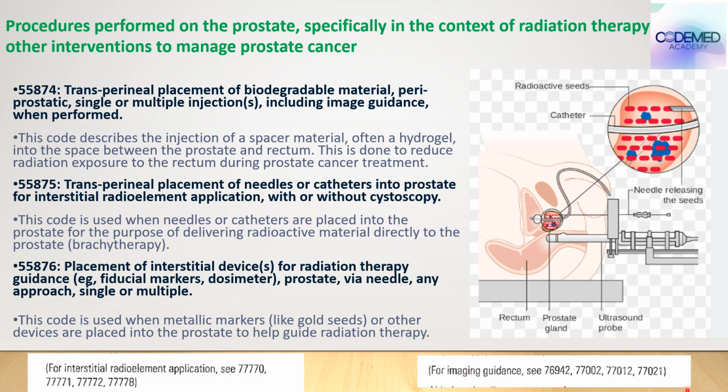And what kind of image guidance we are taking is also written. If it's ultrasound guidance, we will use the code 76942, and if it is fluoroscopy, we will use the code 77002. So pay attention to what kind of guidance is done, and even for the seed application, depending upon the number of seeds, this code varies. So these codes talk about that. So pay attention to that. Here I have given the picture so that you will understand how this brachytherapy or the radioactive seeds are put inside the prostate gland for the treatment of prostate cancer.